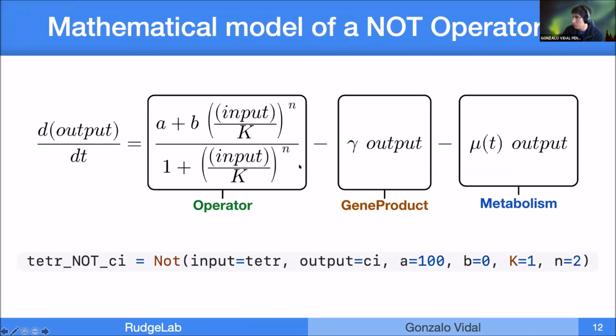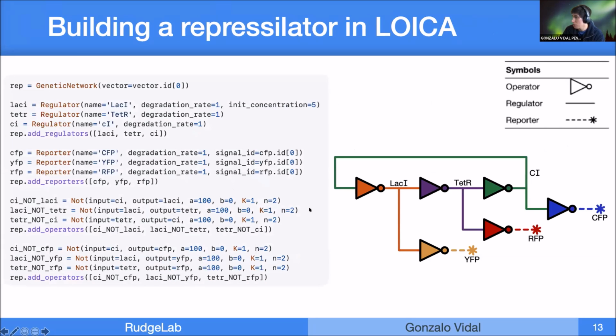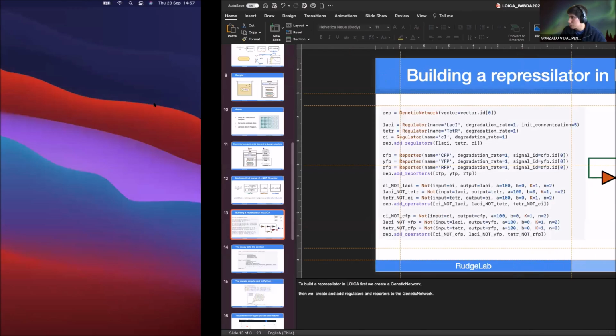And here is the mathematical model of a NOT operator. This is basically like the Hill curve of a repressible transcriptional unit. This is the mathematical form. This is how you state that in code. And I will go through the examples more in depth in the same notebook.